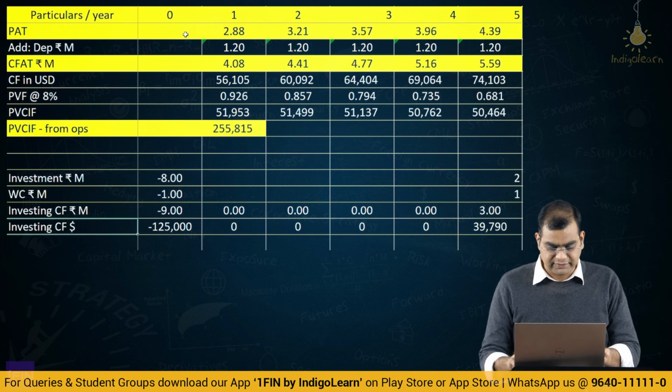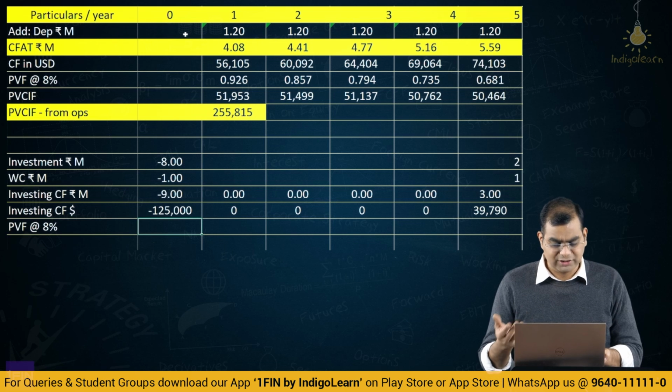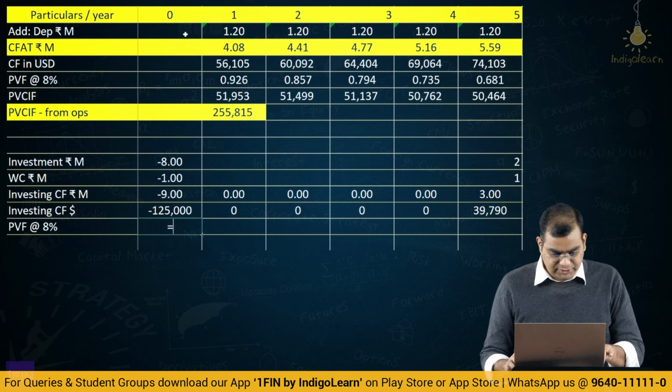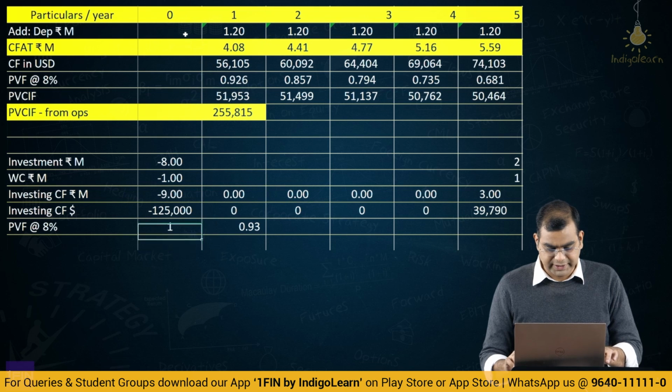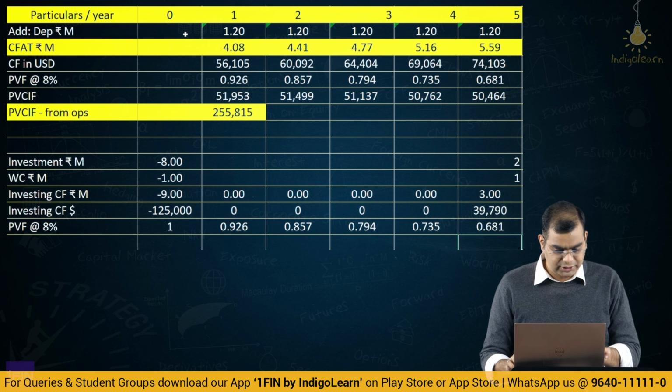This you can compute the present value factor, PVF at 8%. You can compute present value first and then discount, or you can do it this way. Either way, it does not matter. We have been doing dollars first and then present value, so that is what we will continue with. For the beginning of the project, period 0, it will be 1. At the end of the first year it will be 0.926, and then 0.857, 0.794, 0.735 and 0.681, which have already been given in the question.